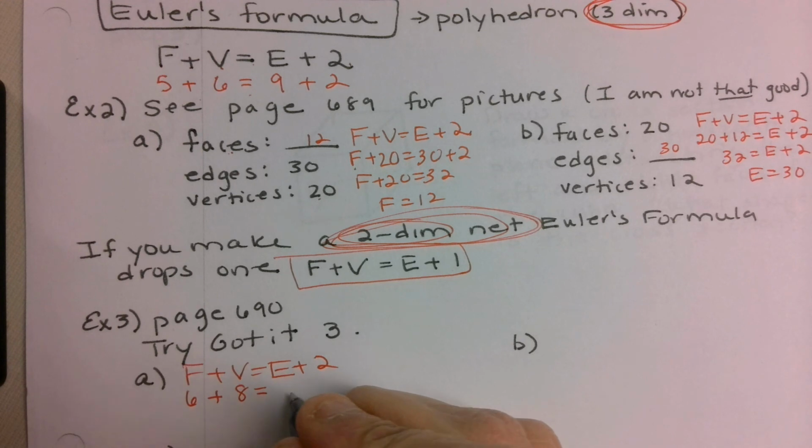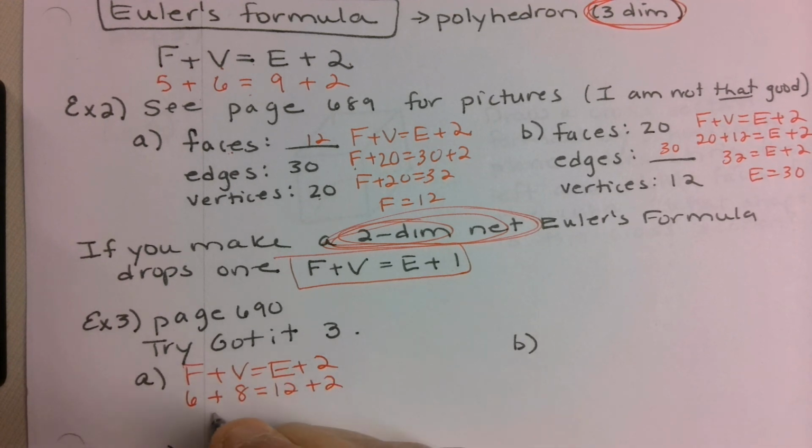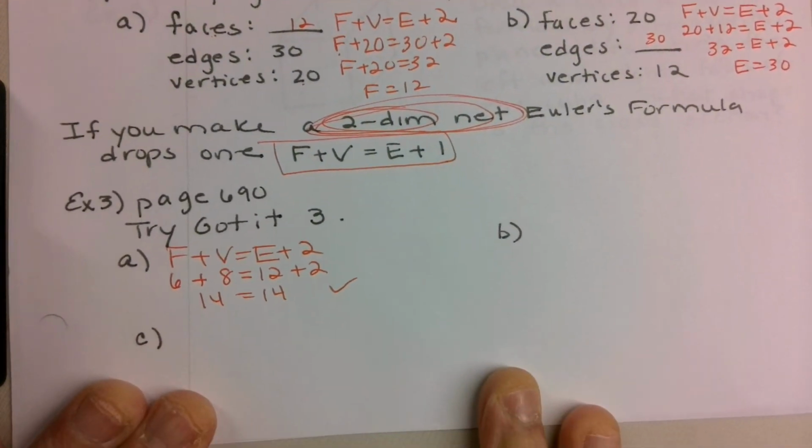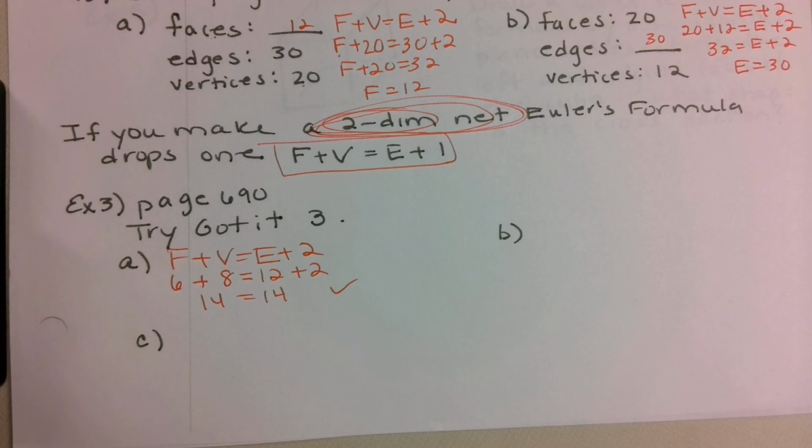I see 12. We get 14 equals 14. It checks out. If you didn't see those, you may need to stop the video and go and recount. Now it says to take that and make a net.